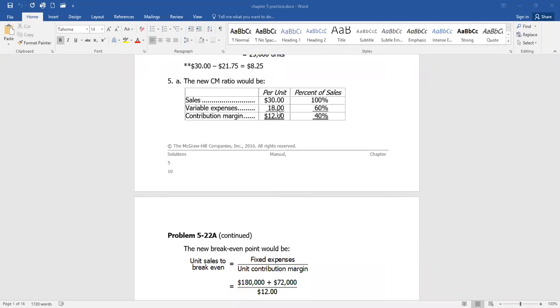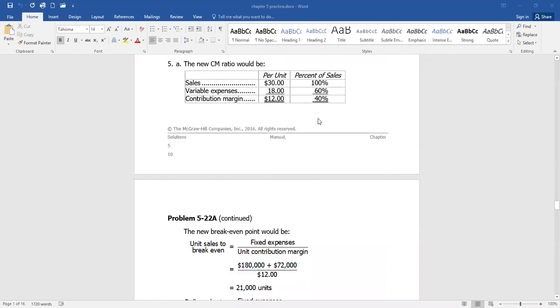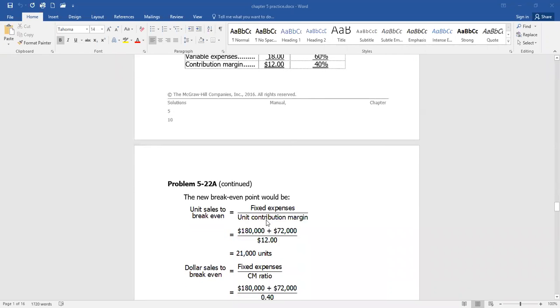Our variable expenses would decrease to $18 per unit. They were at 21, now they're at 18. So our new contribution margin is 12. 12 divided by 30 would give us a 40% contribution margin. If we want to know how many units we have to sell to cover our fixed expenses, which would now increase by an additional 72,000, so the original was 180 plus the 72,000. Divide that by our new contribution margin per unit, 21,000 units.